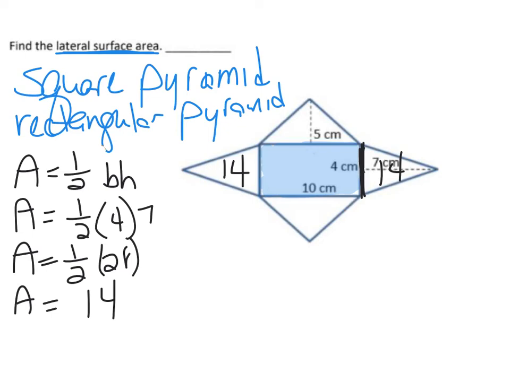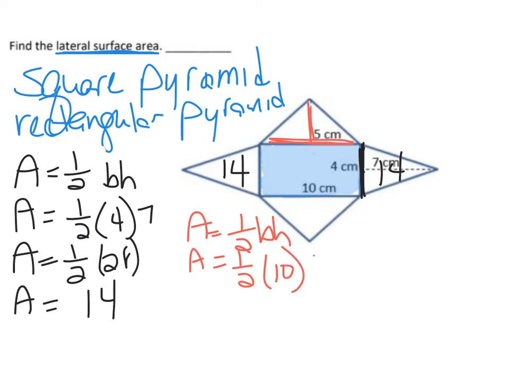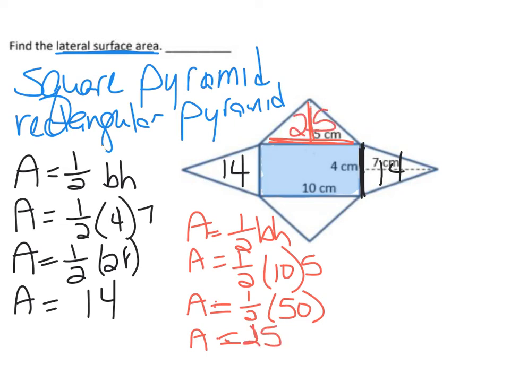Okay, now we have to do the other two. So what is the base and what's the height? 10 and 5. So let's go ahead and do that. So we have half of base times height. So half of 10 times 5. So 10 times 5 is 50, and half of that is 25. So that means each of those triangles is 25.